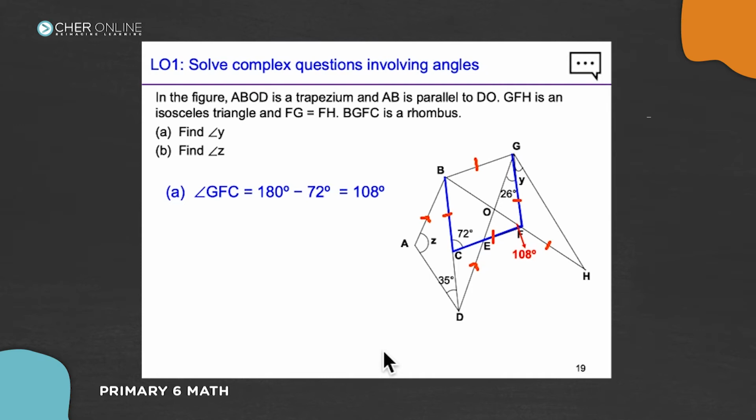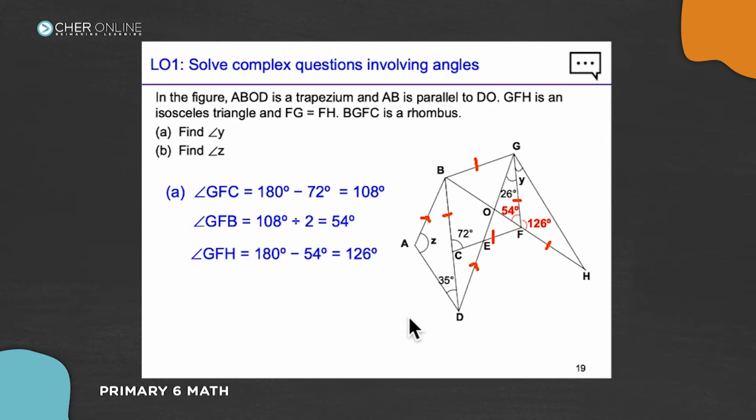And if that angle is 108 degrees, what else can we find? Half of it is actually 54. Why? Because this BF is the diagonal of the rhombus. And remember, diagonals of a rhombus always cut the angles at the corner into two equal parts. So if this whole thing is 108, half of it is 54. Once we have that, this is angles on a straight line. So 180 degrees minus away that 54, we have the angle up here, 126.